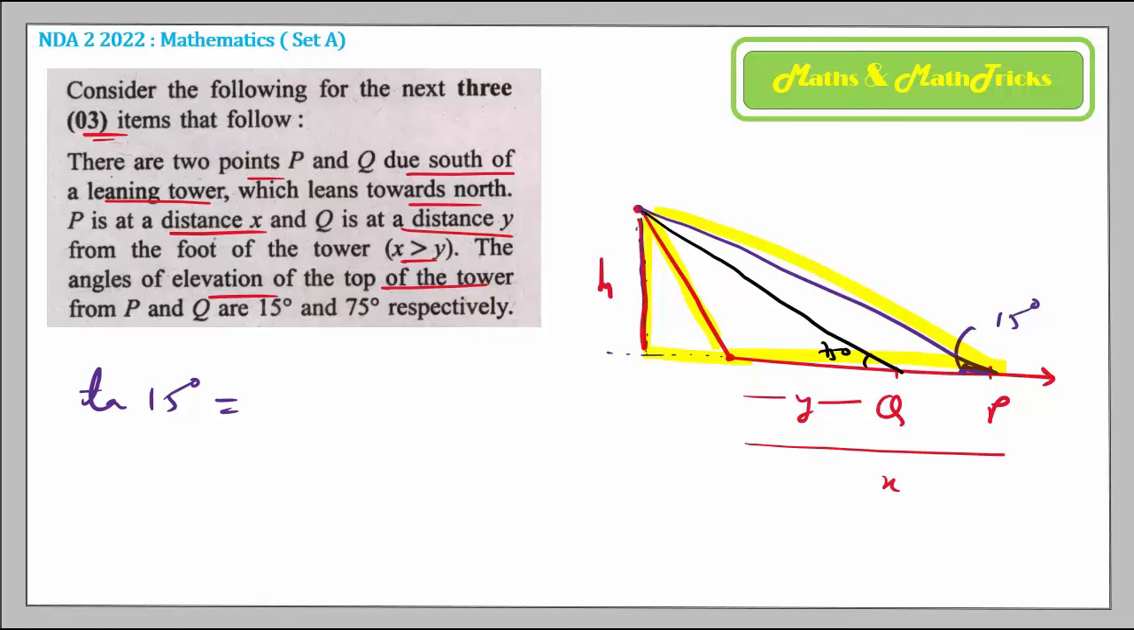So you can see that the opposite will be h and the adjacent will be what? It will be this unknown distance. So I am taking this to be a. So it is basically a plus x, okay, a plus x. And what is tan 15 degree?